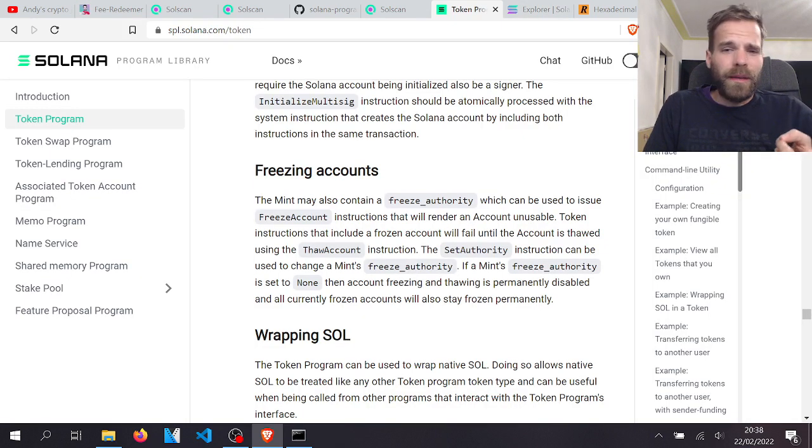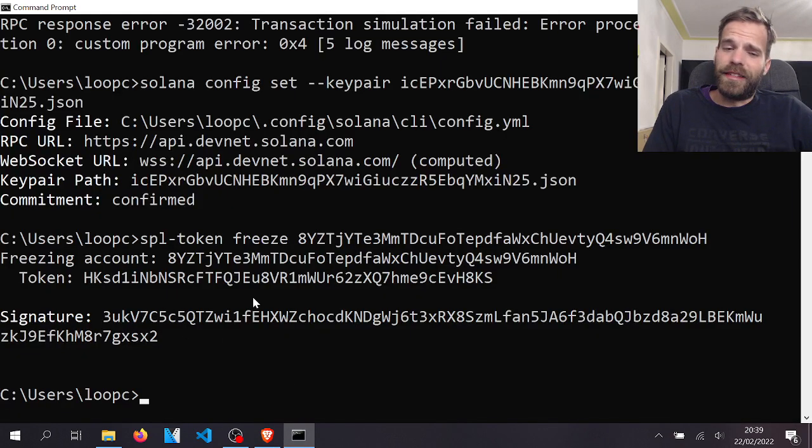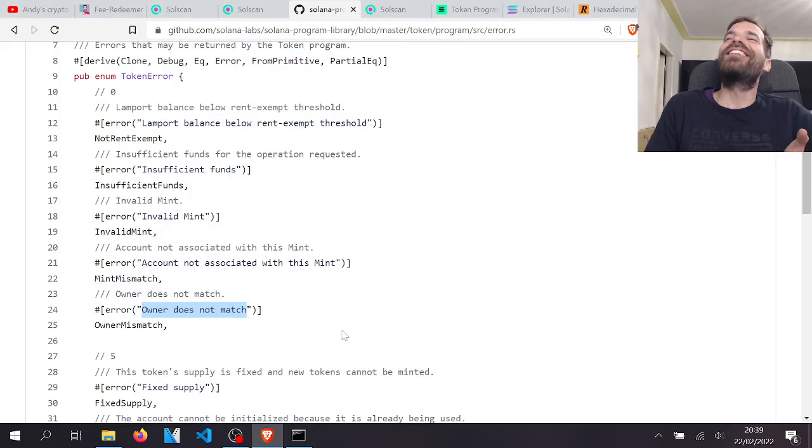We learned a little bit about the token program. We learned a little bit about how to read error messages, or decode error messages rather. We learned how we can freeze and unfreeze token accounts, and we overall just had a good time or something like that.